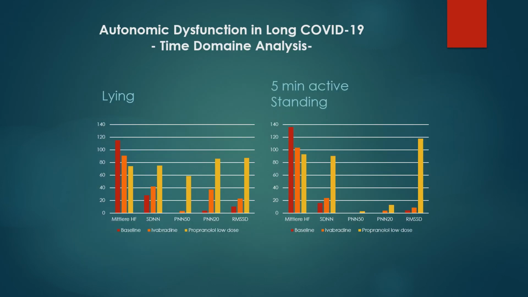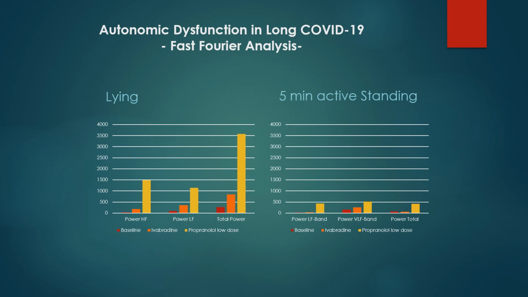Again, in the active standing test, there is a decrease of heart rates while lying and while standing, with an increase of heart rate variability while lying, with an increase of heart rate variability while standing. These observations are confirmed in the fast Fourier analysis, with an increase of heart rate variability in all spectra while lying and standing. However, the data while standing are very low, and the girl has further problems.